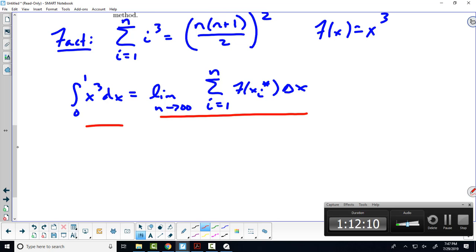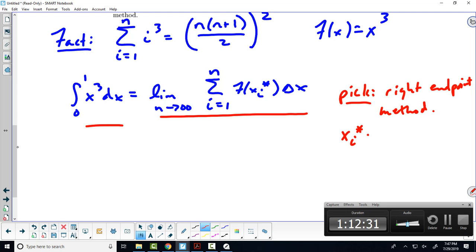But before I do that, given it was stated in the problem, let's pick the right endpoint method. If we pick the right endpoint method, what do we use as our xi star? We're going to use a plus i delta x. That's what I put up at the beginning of class for the 5.1 notes. So we're going to use this a plus i delta x.